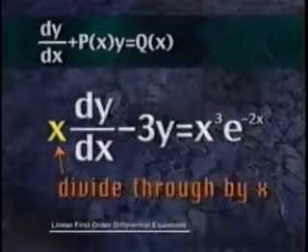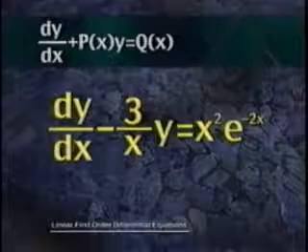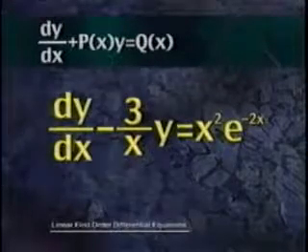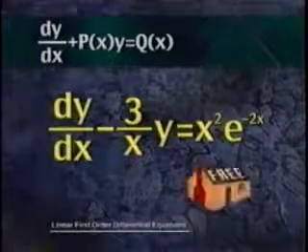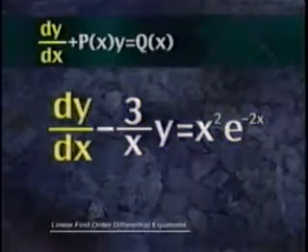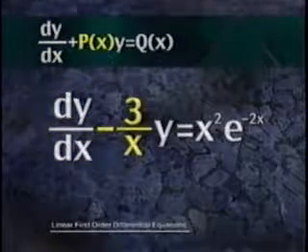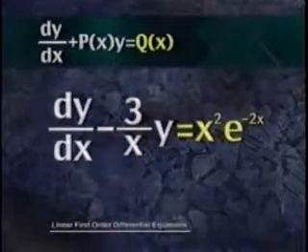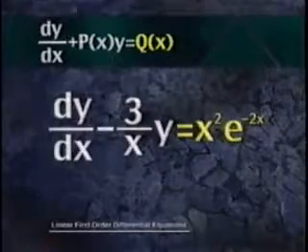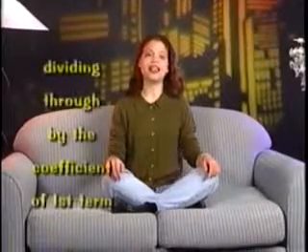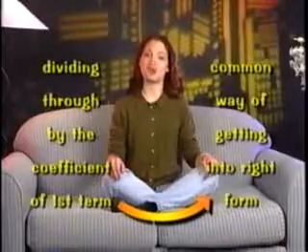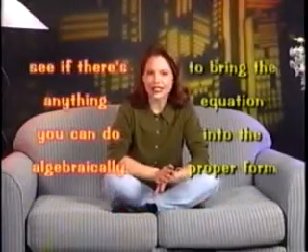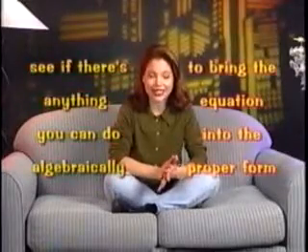If we simply divide through by x, we get dy/dx minus 3 over x times y equals x squared times e to the negative 2x. Now we're home free. We've got dy/dx all alone in front, and here's our p of x, and here's our q of x, and all's quiet on the western front. What we did with that last equation, dividing through by the coefficient of the first term, is a common way of getting an equation in the right form. If at first things don't look right, see if there's anything you can do algebraically to bring the equation into the proper form.